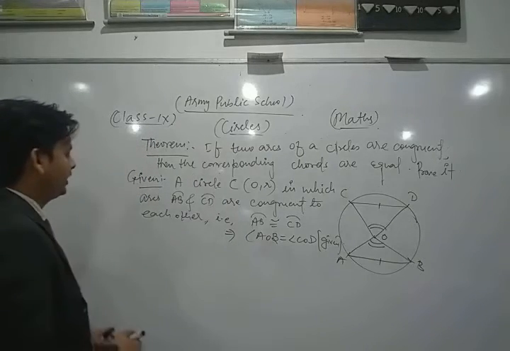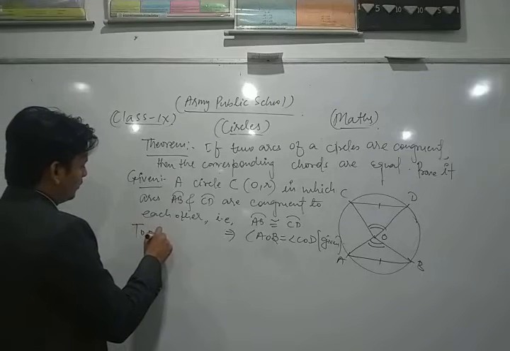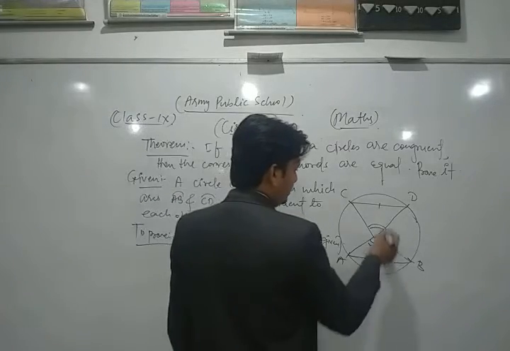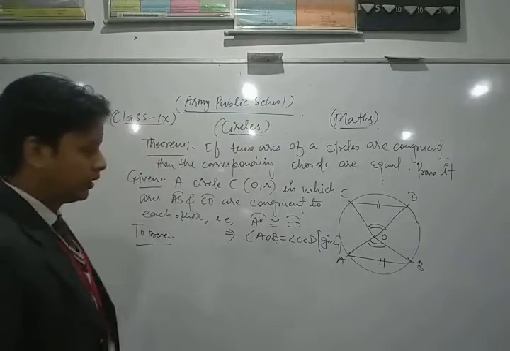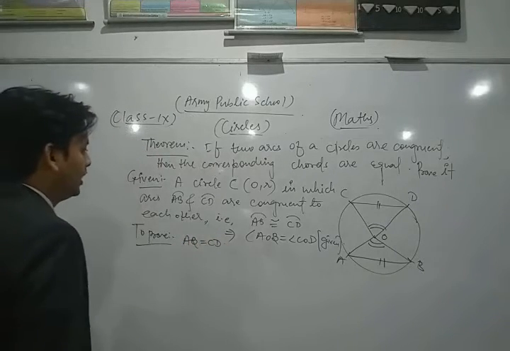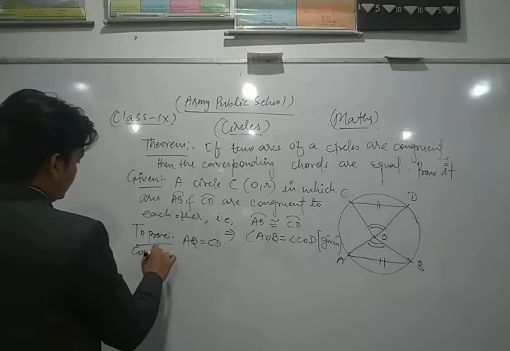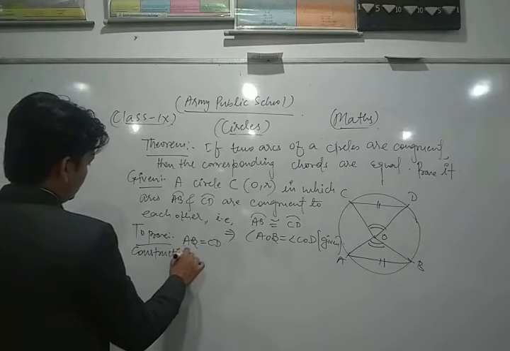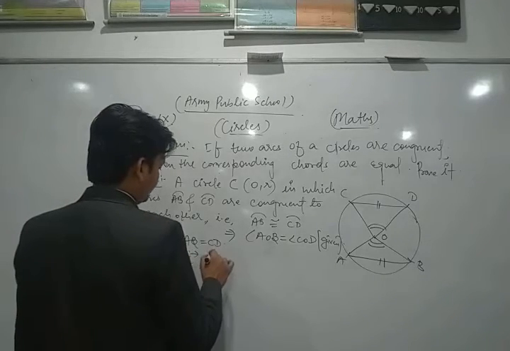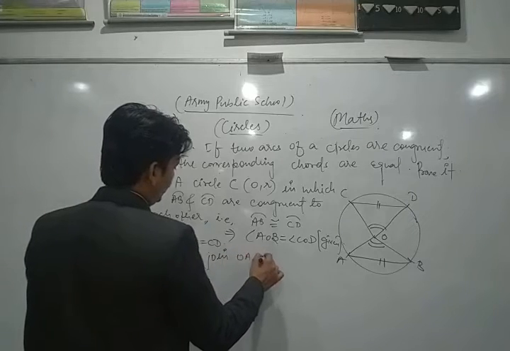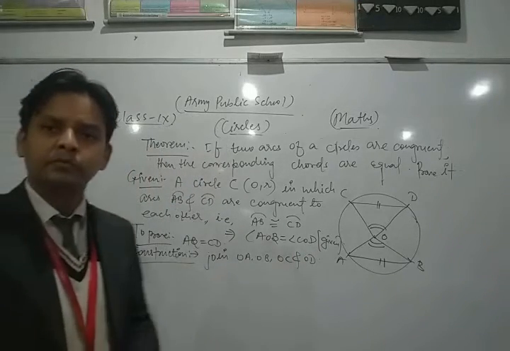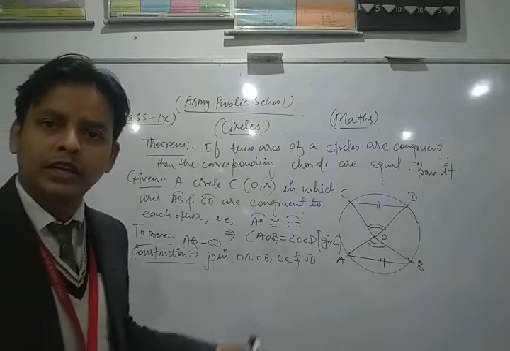Okay, now we write to prove. We have to show that their corresponding chords are equal, that is, AB is equal to CD. And the construction is what? Join OA, OB, OC and OD respectively. This is the little bit of construction for that theorem.